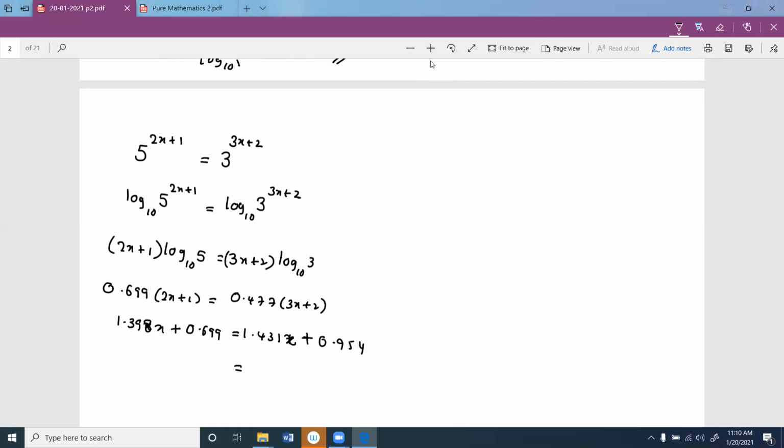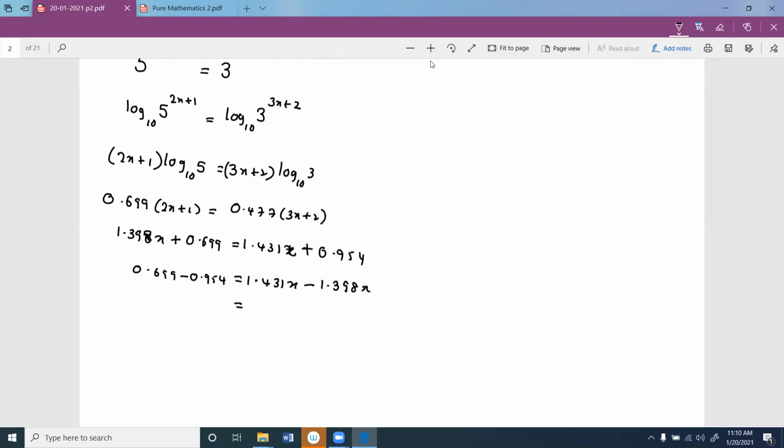So it turns into 1.431x minus 1.398x is equal to 0.699 minus 0.954. In this case, if you simplify the left-hand side, that turns into minus 0.255.